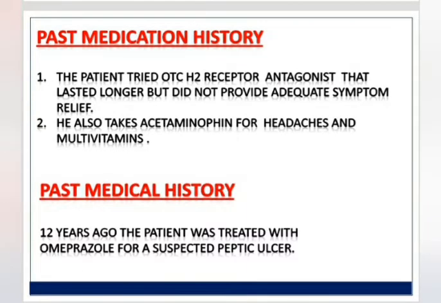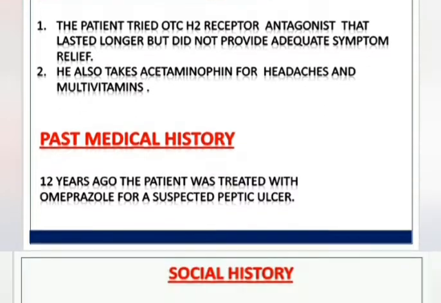Next is the past medication history. The patient tried an OTC H2 receptor antagonist that lasted longer but did not provide adequate symptom relief. He also takes acetaminophen for headache and also prefers multivitamin tablets. Past medical history means the previous health problems they have undergone. In this, 12 years ago the patient was treated with omeprazole for a suspected peptic ulcer.